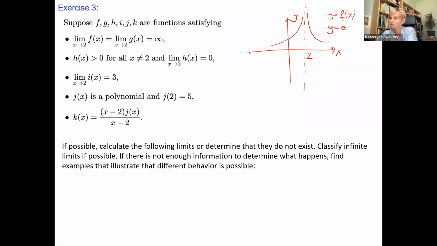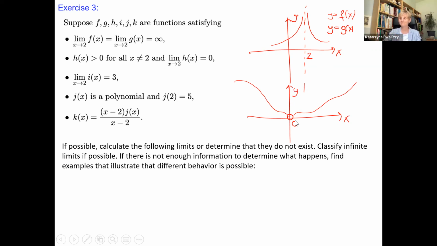Okay, this could be also g of x. What situation do we have? The limit at 2 is 0, that means an open dot as a limit, and values are positive. That means I don't know exactly where the function is, but it must be above the x-axis, and the limit is 0. Yeah, something like this, or maybe I can draw better, like even a parabola. We don't know what it is. Let's maybe even draw just a parabola.